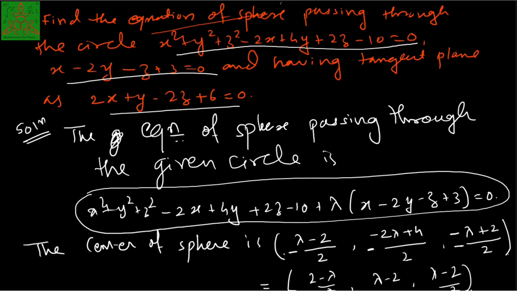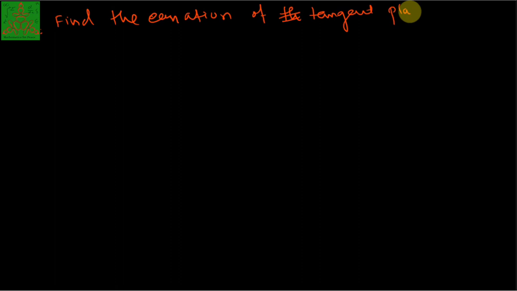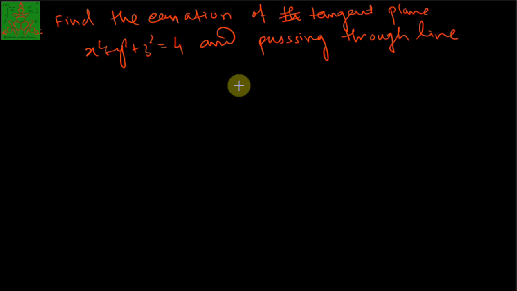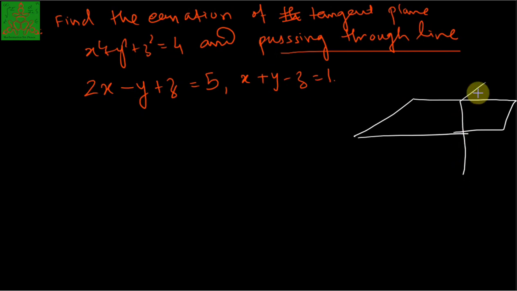Let us solve one more example. Find the equation of the plane touching the sphere x square plus y square plus z square equal to 4 and passing through the line x minus y plus z equal to 5 and x plus y minus z is equal to 1. First of all, one should note that the equation of a line is given as the intersection of two planes. If there is one plane and another plane, the intersection of these two planes will create one line.